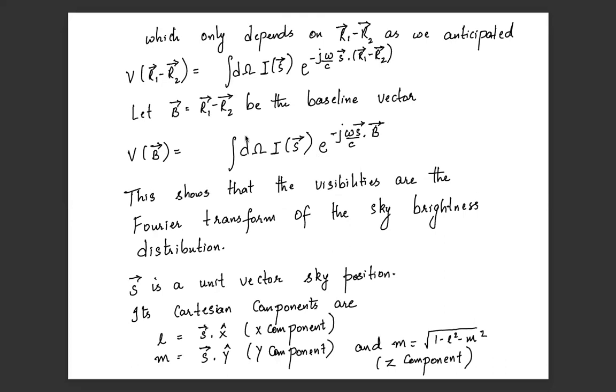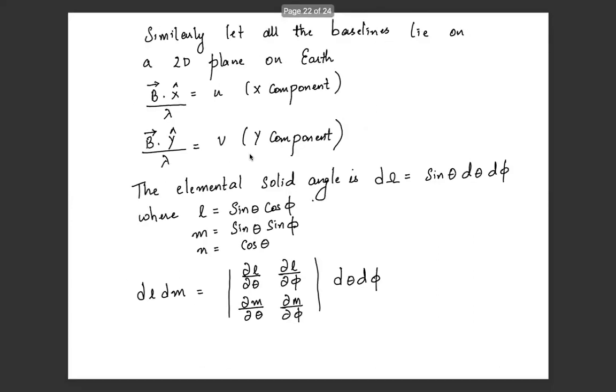But to do that, we need to figure out how to convert the differential solid angle to the Cartesian basis as well. That's just some algebra which you can pause the video and check. The elemental solid angle is d omega equals sine theta d theta d phi. All of these angles are related to the L, M, and N Cartesian basis given by these three equations. That's just a transformation between Cartesian and spherical coordinate systems.